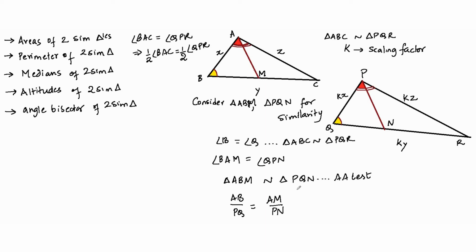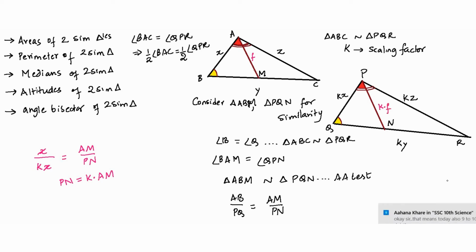Now what is AB? AB is X. So let us now substitute the different values of sides. AB is X and PQ is KX, which is equal to AM divided by PN. Now X and X cancel, which means PN is K times AM. So what it means is, if AM is equal to, say, the variable F, then PN will be equal to K times F. So what this is telling me is the angle bisectors are also scaling by the same factor as the sides.